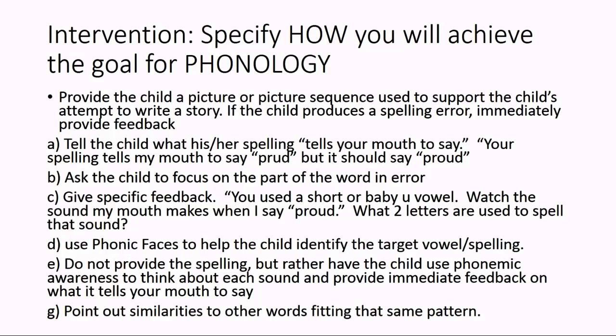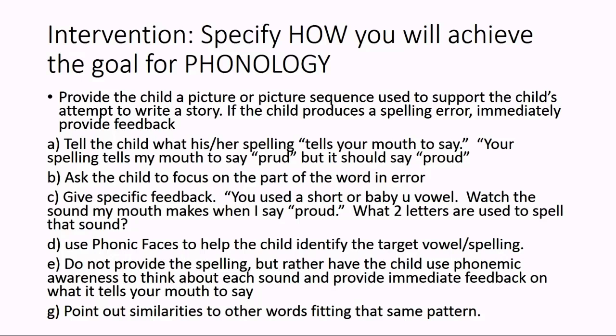That chart is vowels on one side and consonants on the other side. So you can help the child, look at the bottom row, which has all of the digraphs and the diphthong vowels. And you can say, look at the bottom row and figure out which one is making my mouth say proud. Do not provide the spelling, so do not just give children the correct spelling. They've learned nothing. Rather have the child use phonemic awareness to think about each sound and provide immediate feedback on what it tells your mouth to say.